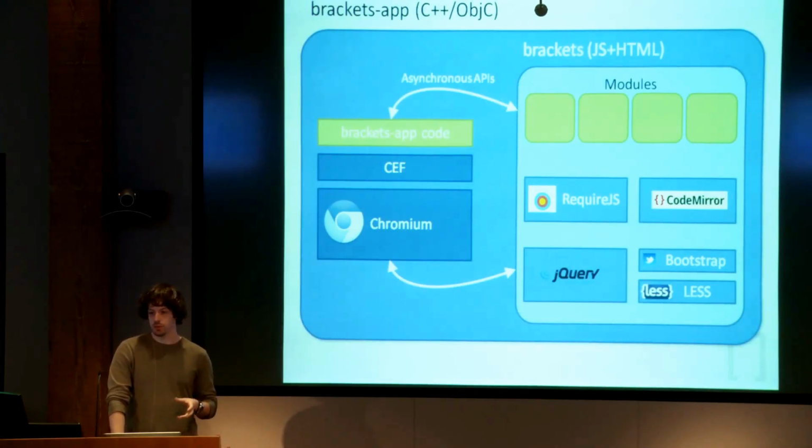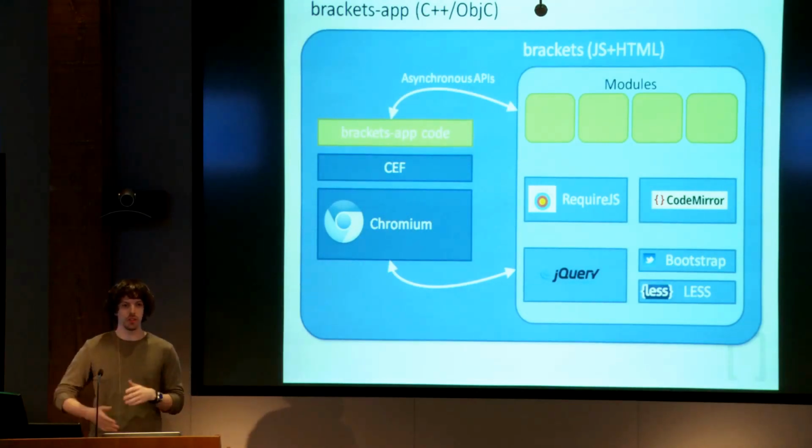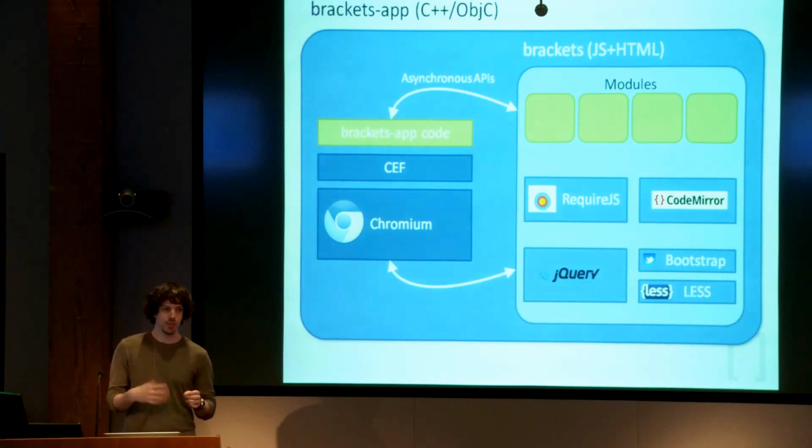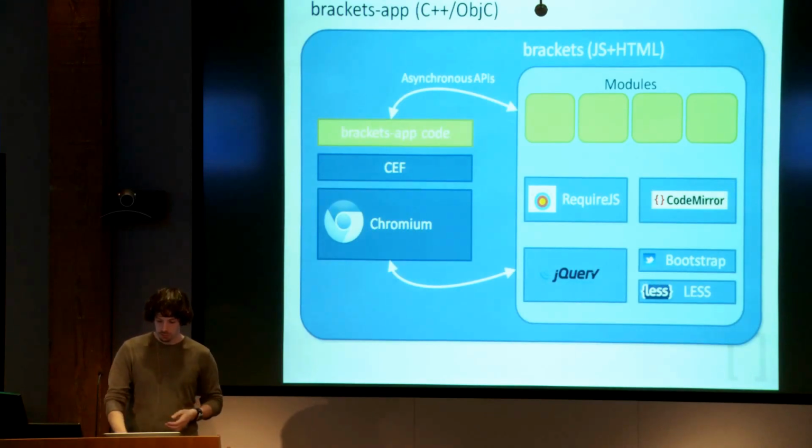CodeMirror is a JavaScript code editor, basically a UI widget that we use. That's the heart of the code editor. I'll talk about that a bit as well. And we use RequireJS to modularize our code. RequireJS is an implementation of CommonJS modules, essentially. That lets us split up our JavaScript code into a series of files that can call out the dependencies to each other and can expose a public API and then have their own private methods as well.